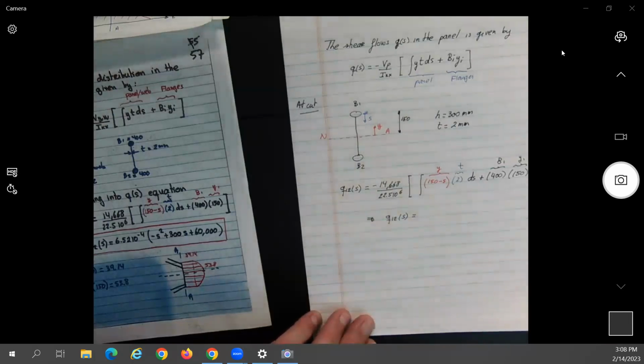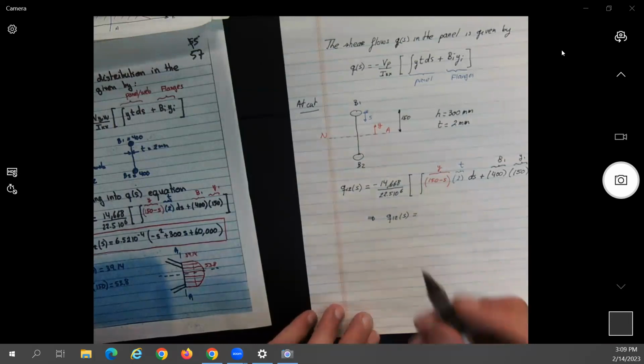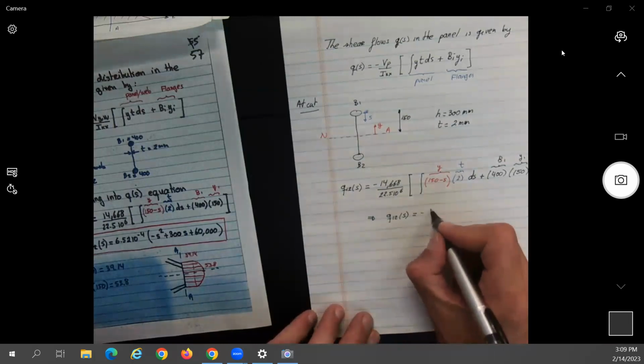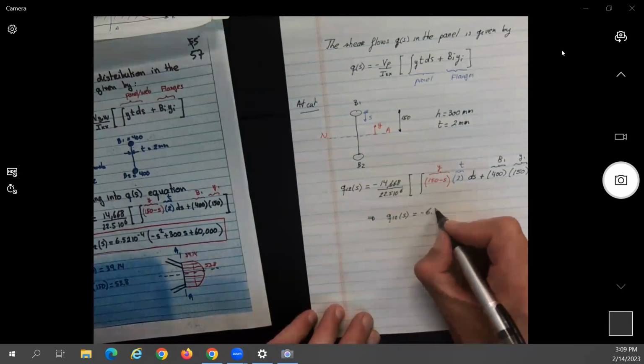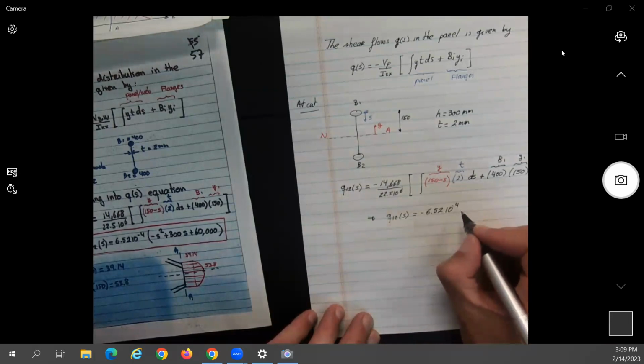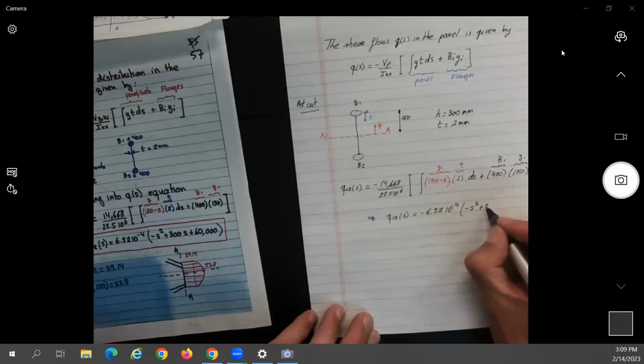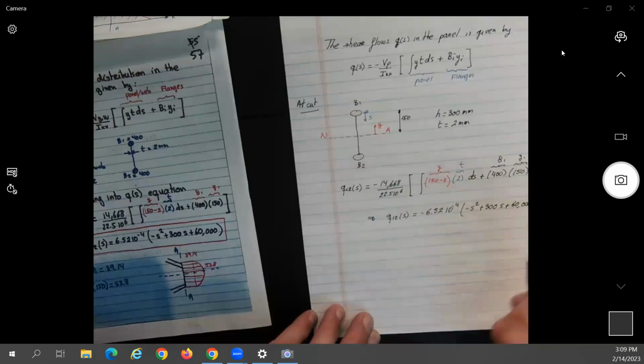So if you integrate this, you see this is in function of S. I give you the value. This gives you minus 6.52 10 to the minus 4 times minus S squared plus 300S plus 60,000.